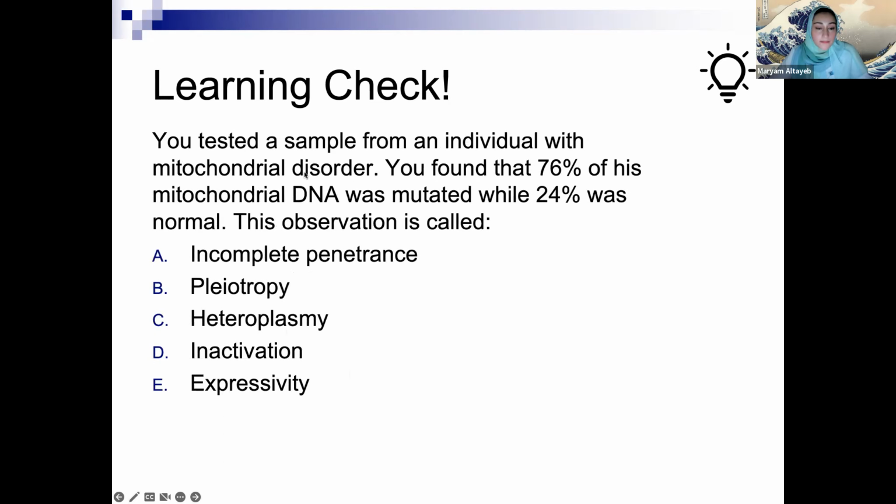Okay. Now, next question. You tested a sample from an individual with a mitochondrial disorder. You found that 76% of his mitochondrial DNA was mutated, while 24% was normal. This observation is called incomplete penetrance, pleiotropy, heteroplasmy, inactivation, or expressivity. What do you guys think?